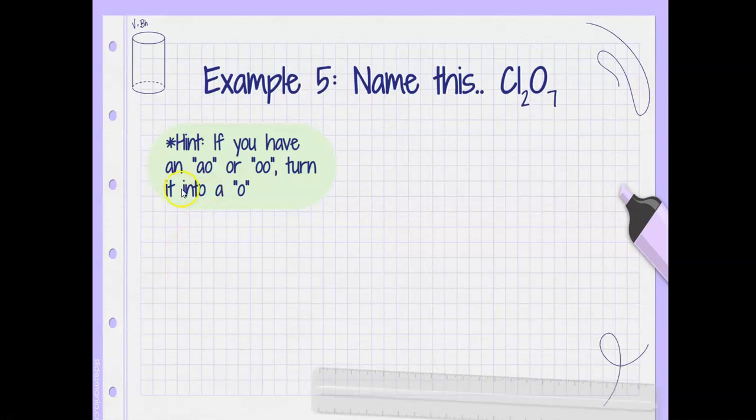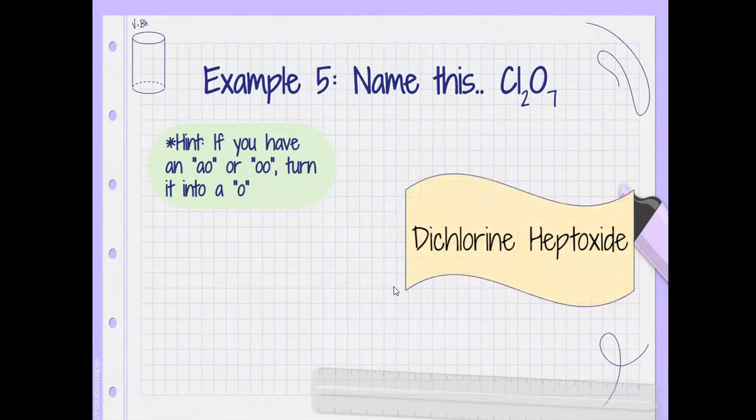Cl2O7, and this goes into that hint of the "ao" or "oo". We just turn it into strictly an o. So Cl2O7 is going to be dichlorine heptoxide. We're not saying hepto-oxide or hepta-oxide, we're saying heptoxide. So we're combining it.